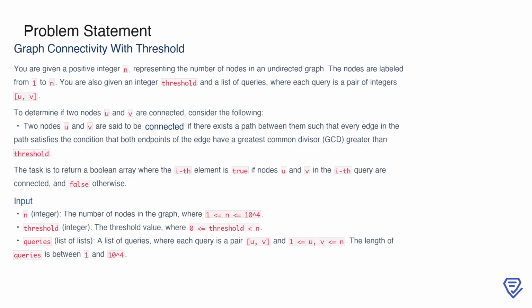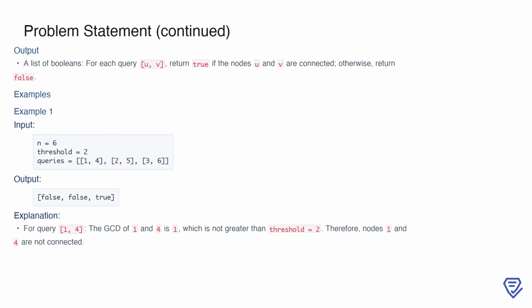This setup provides an interesting challenge involving both graph traversal and number theory. The output for this problem is a list of Boolean values, one for each query. Each value represents whether the two nodes in the corresponding query are connected based on the GCD condition. To better understand how this works, let's look at an example.